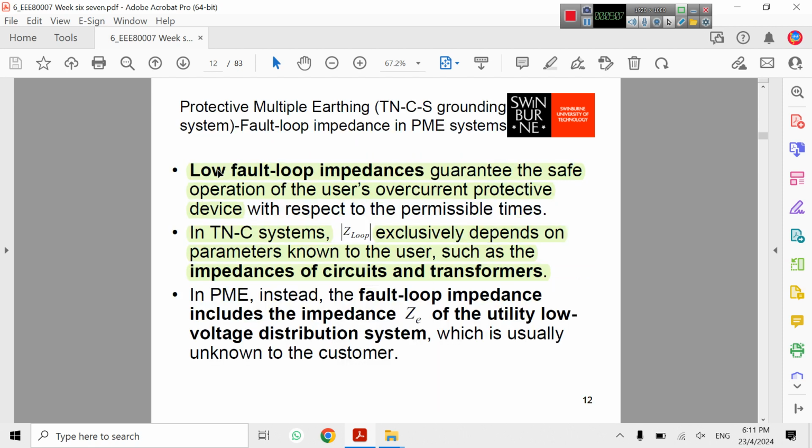Then low voltage, so low fault loop impedance guarantees the safe operation of the user's overcurrent protective device with respect to the permissible times. In TN-C system, the loop impedance is exclusively dependent on parameters known to the user, such as the impedance of circuits and transformer. In PME, the fault loop impedance includes the impedance ZE, which is the utility low voltage distribution system, which is usually unknown for the customer.